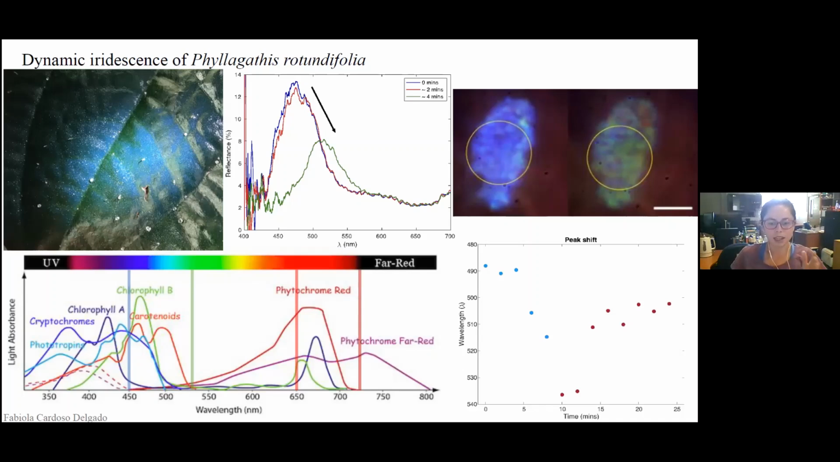And then I also wanted to see if these changes were caused only by the light intensity or if there was some wavelength dependency. On the bottom left, you see a figure with the absorption spectra of the different pigments in plants. And the thick lines are the different wavelengths that I picked to irradiate, to see how the sample behaved under constant illumination at a single wavelength.